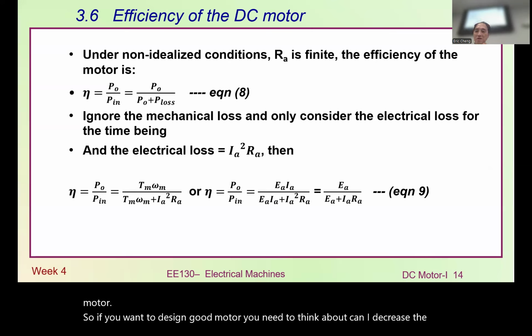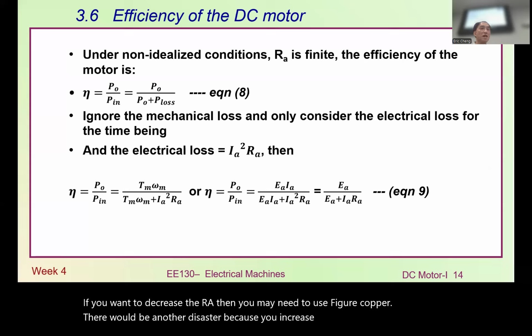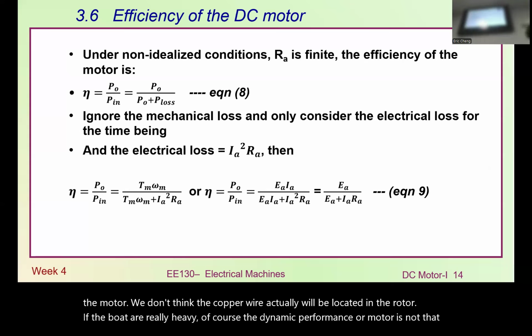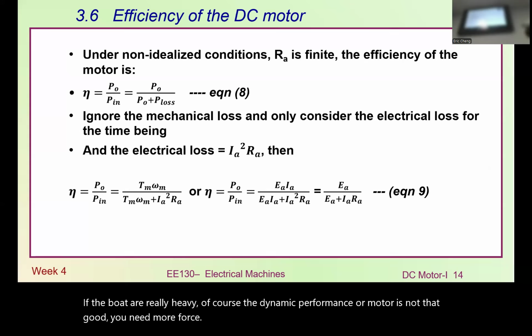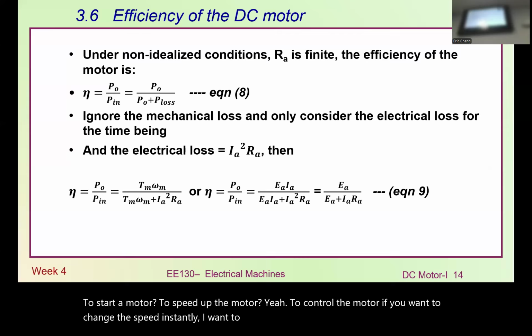If you want to decrease the RA, then you may need to use thicker copper. That would be another disaster because you increase the inertia and the weight of the motor. The copper wire actually is located in the rotor. If the rotor is really heavy, of course, the dynamic performance of the motor is not that good. You need more force to start the motor, to speed up the motor, to control the motor. If you want to change the speed instantly, I want to have a really light motor. Yes?